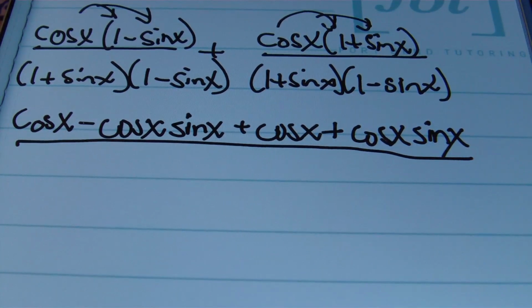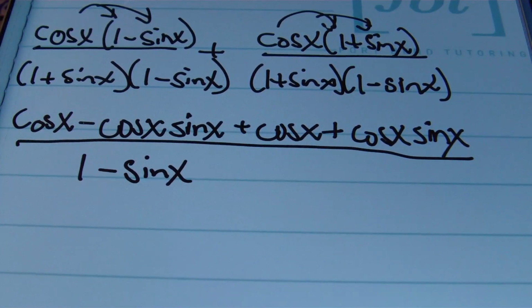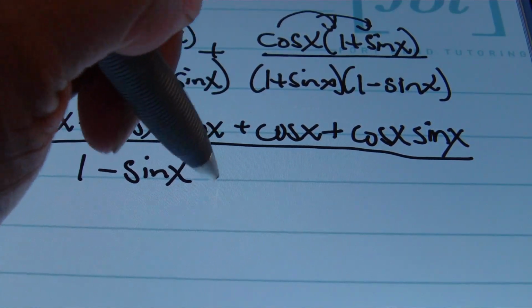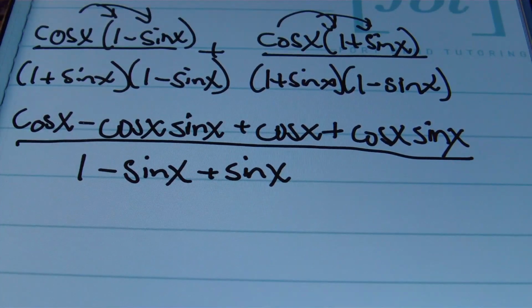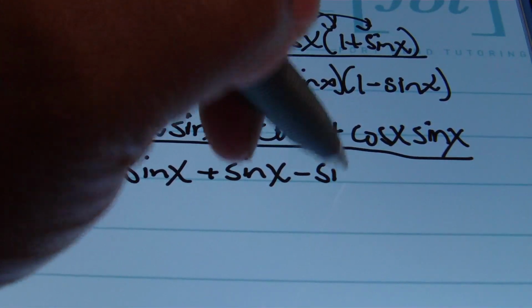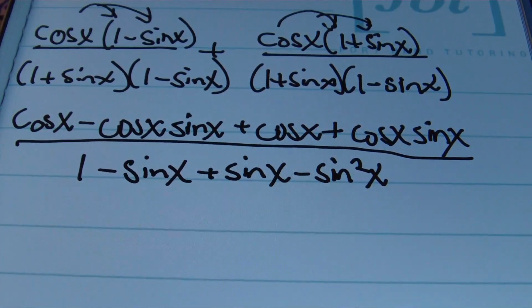That 1 plus sine x times 1 minus sine x. So just to show you, it's 1 times 1. That's going to be 1. Then 1 times negative sine x is negative sine x. We're just FOILing this out. Sine x times 1 is sine x. That's a positive sine x. And then sine x times negative sine x, that's going to give me a negative sine squared x, like so.